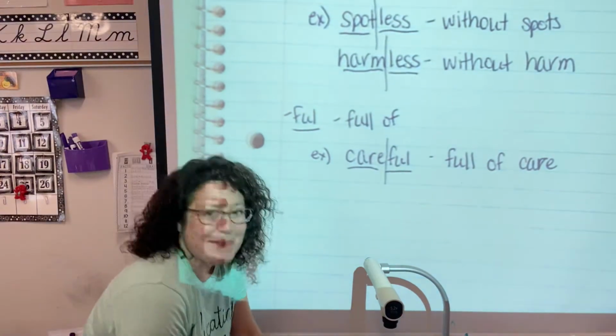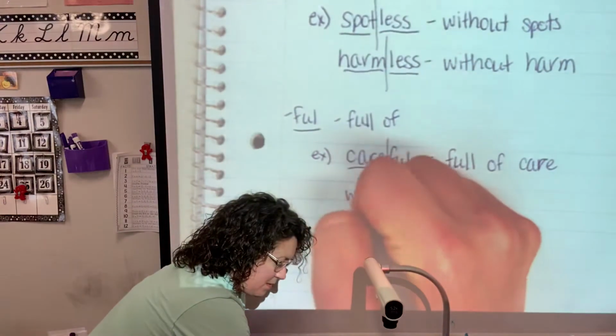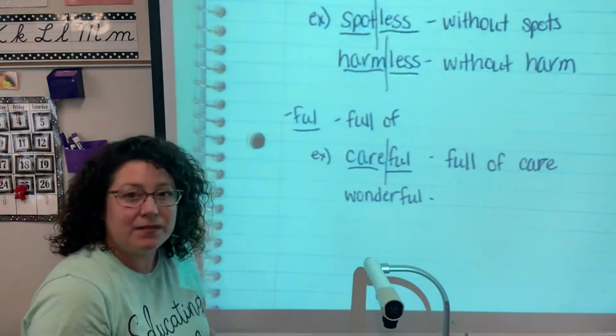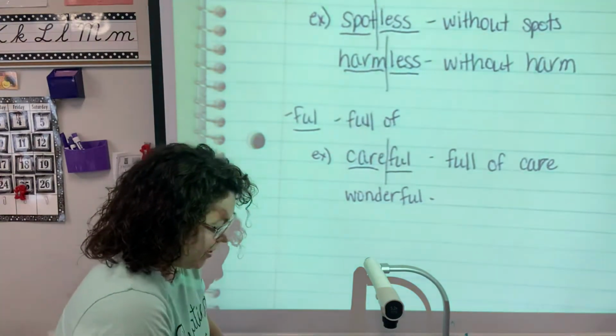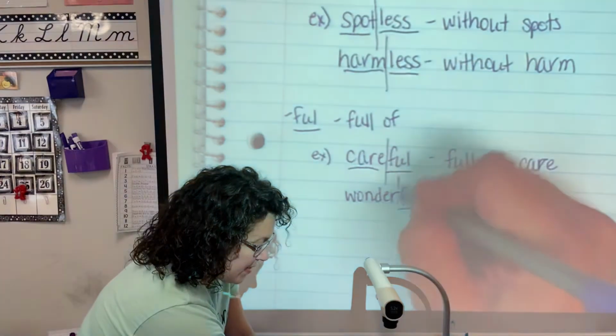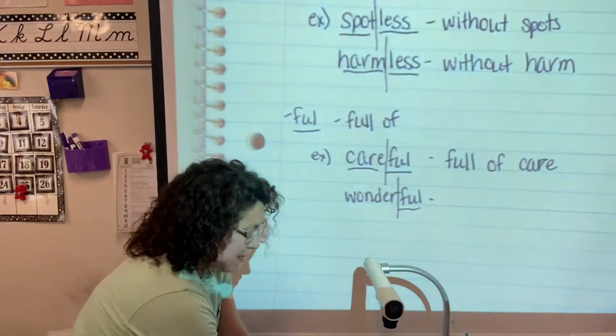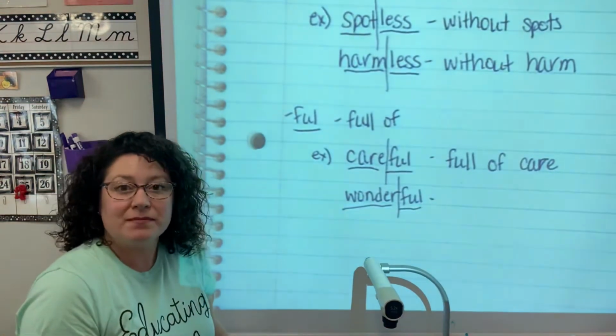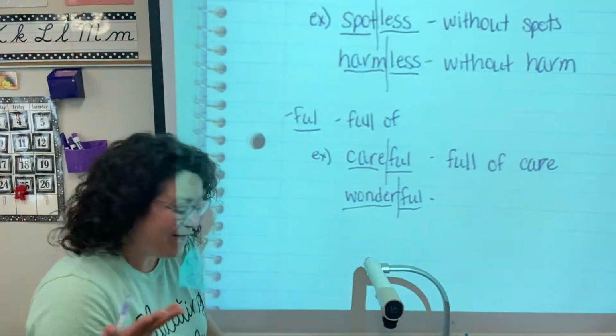And we'll do one more. Wonderful. So if I draw a line underneath my suffix, then I can draw my line to split it up to see what my root word is, and my root word is wonder. So what would wonderful mean? Yep, you are full of wonder.